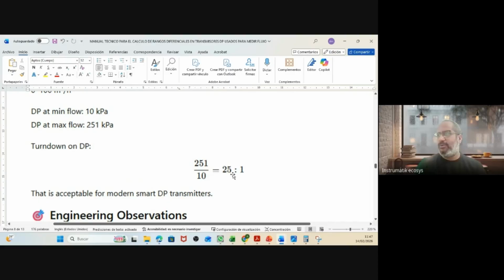Now, transmitters must be able to manage this turn down. So the transmitter must be this turn down or better or higher to be accurate. So if the transmitter is, for example, 10 to 1, no good. It's not gonna work properly. It's gonna measure, but it's gonna have a big mistake, a big deviation. So the transmitter must be able to measure in this turn down ratio.